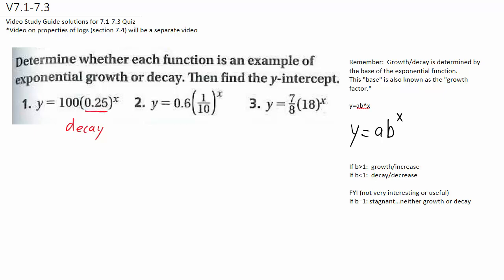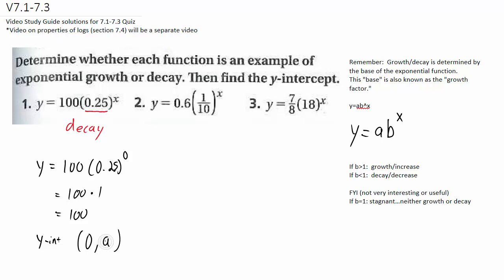Now, as far as the y-intercept, you just plug 0 into this equation. So we have 100 times 0.25 to the power of 0. But because anything to the power of 0 is 1, you get 100 times 1. So your y-intercept is simply going to be 100, which, shocker, happens to be the number that's in front, that little a there. So your y-intercept will always have 0 as the x-coordinate, because every y-intercept has that, and then the a value will be the y-coordinate. In this case, it's (0, 100).